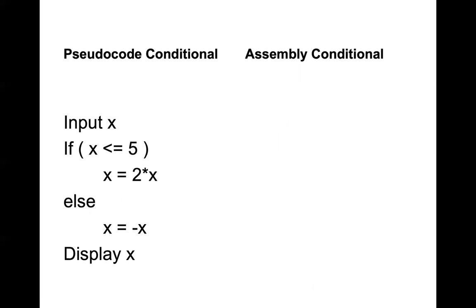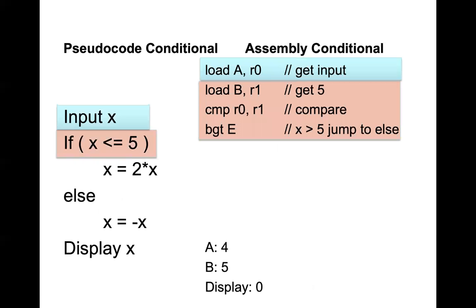Okay, so we have another piece of pseudocode. We're going to input X. If X is less than or equal to 5, we're going to multiply X times 2. Otherwise, we'll negate X. And then whichever branch we took, we're going to display X. So display X is not conditional. So we have an if then else, and what we're going to look at now is how to convert an if then else construct into assembly. Let's start breaking this down.